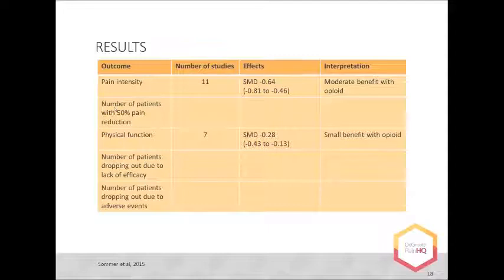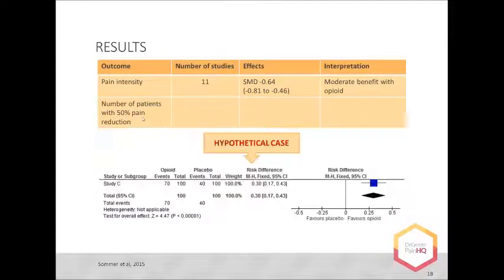What happened to the other outcomes? What happened to the number of patients with 50% pain reduction? That's a different kind of outcome. It's a counting event. We don't have a continuous scale anymore. So when you're counting events, for example, in the opioid group, there was this hypothetical: you have a study C with 70 people that had, for example, 50% pain reduction. And let's assume that in the placebo group, there were 40 people. So the difference was 70% minus 40%. That's the difference. We are seeing a 30% reduction. So that's what this diamond here is, and that's what this line here is.